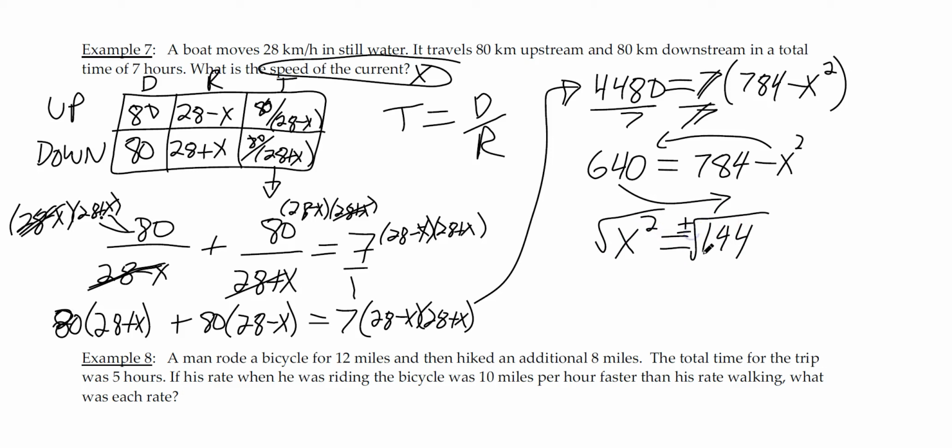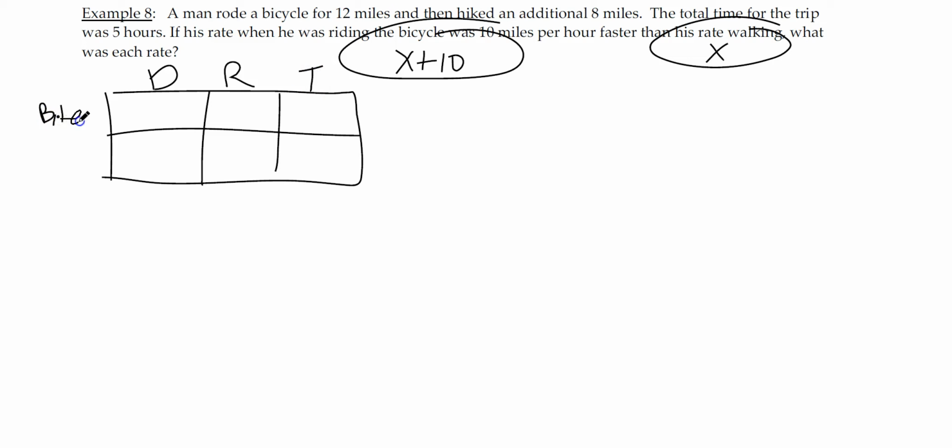Okay, so they're talking about rate. I'm going to call this rate walking x, so that this rate biking will be x plus 10. Those are my rates. And here goes the table. Distance, rate, time. So we have biking, and we have hiking.